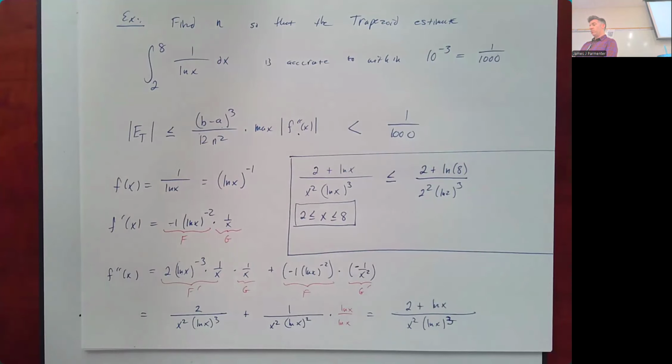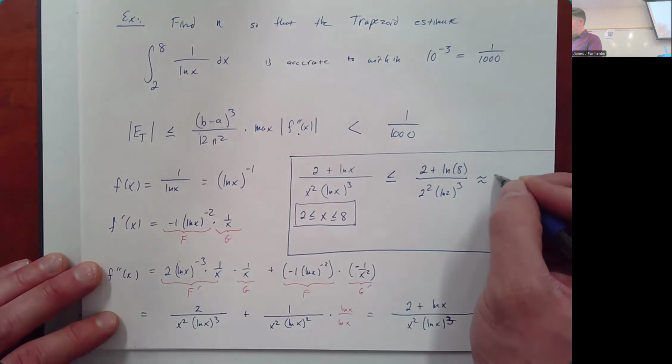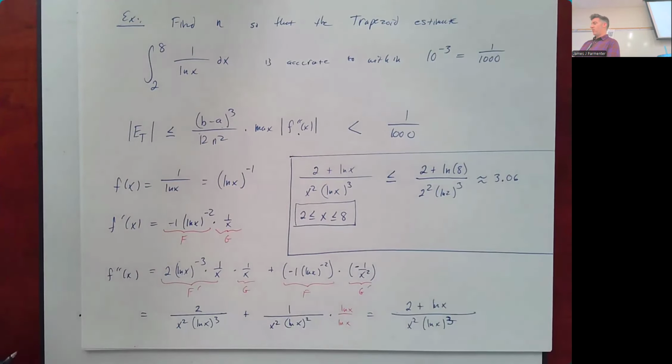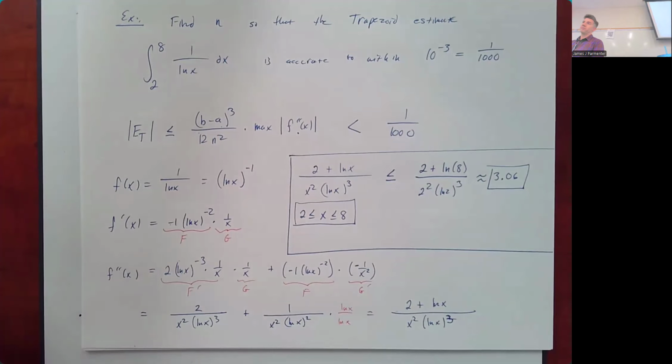And if you plug this into a calculator, because you kind of have to use a calculator here, this is going to be approximately equal to 3.06. It's too bad it's not less than 3. I don't really want to jump up to 4 here. So that's what we're going to use. It's not great, but it's fine.